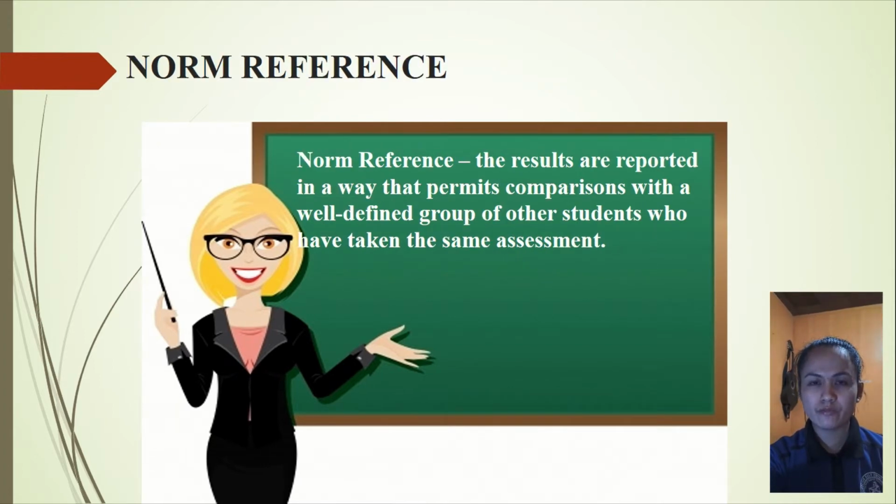How about norm reference? In norm reference, the results are reported in a way that permits comparison with a well-defined group of other students who have taken the same assessment. Examples of norm reference tests include the SAT, IQ test, and tests that are graded on a curve. Anytime a test offers a percentile rank, it is a norm reference test.